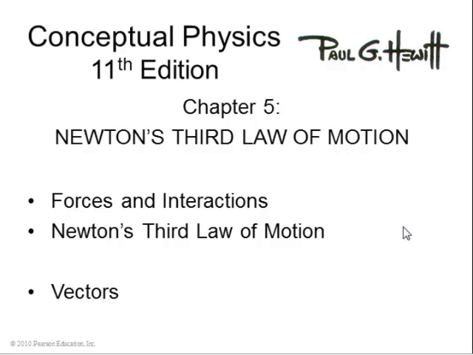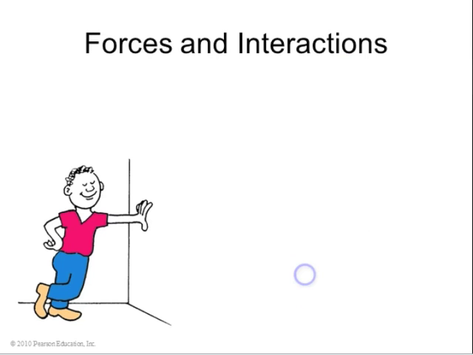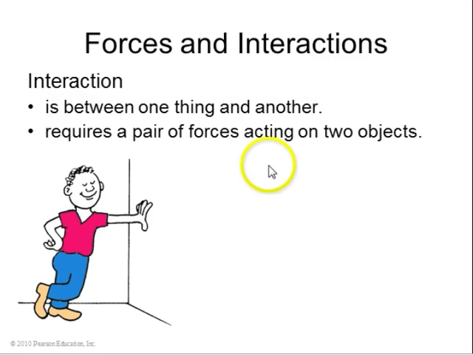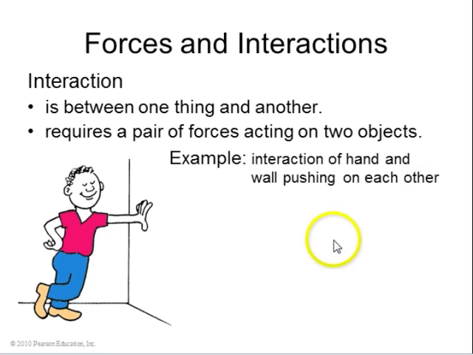Okay, so now we're on to chapter 5, Newton's third law of motion. I want to talk about forces and interactions, Newton's third law, and then we'll end this chapter with a little discussion about vectors. So an interaction is between one thing and another. It requires a pair of forces acting on two objects.